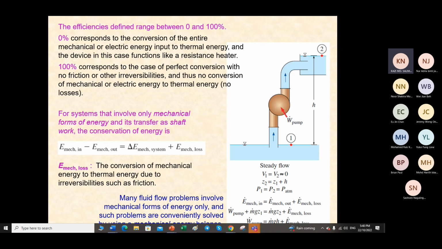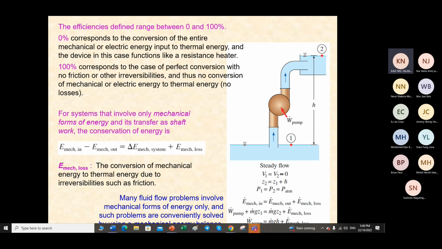So in this case, E mechanical in minus E mechanical out gives us delta E mechanical system plus E mechanical losses there, which are physically the same, because the mechanical in, if the losses are subtracted from there, losses will be negative, and that will be equal to the mechanical in minus E mechanical out. So with it, the unknown parameter can be evaluated.